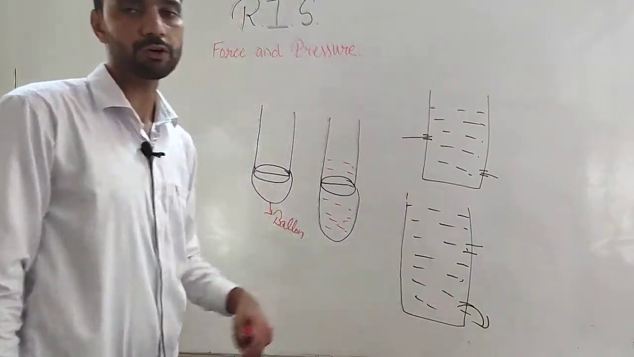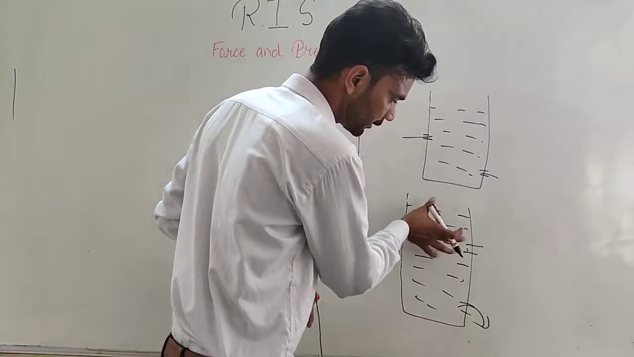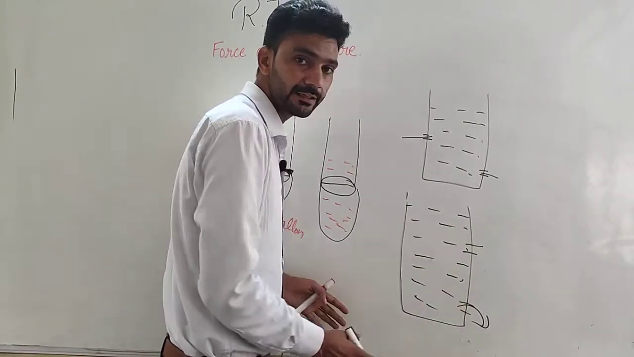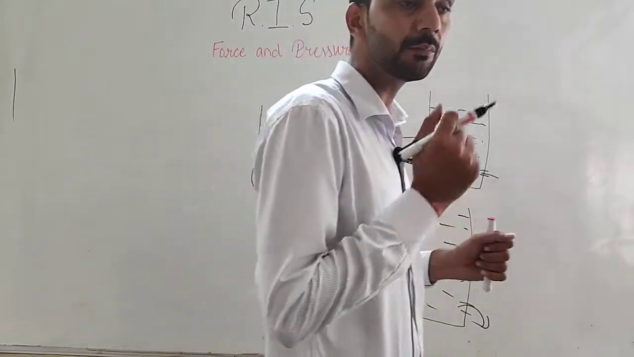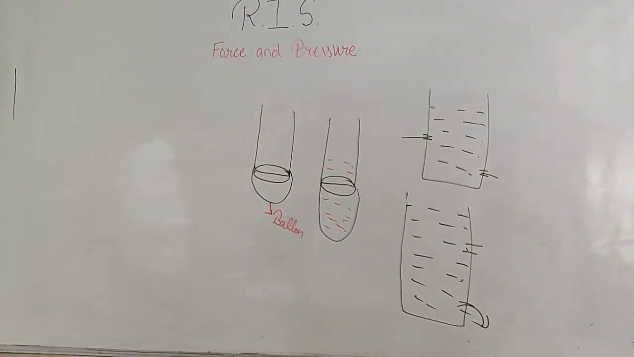Why does the maximum water come from this hole? Because this hole is at the bottom. So when it is at the bottom, the depth increases, and with the increase in depth, the pressure increases. And when the pressure increases, more water comes out from the beaker. So with the increase in the depth, the pressure exerted by the liquid increases, and the liquid exerts a pressure.